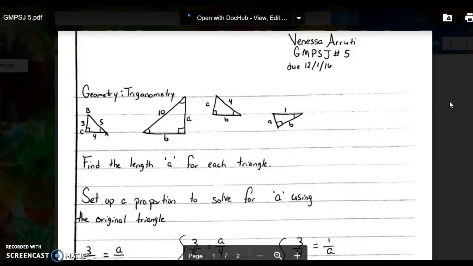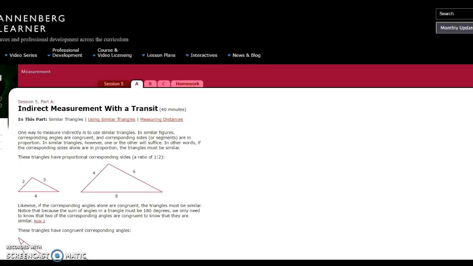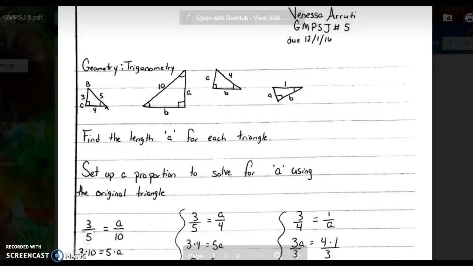So I chose this section on geometry for trigonometry, and I got my information from the Annenberg Learning. Wrong slide. And so if you take a look, I drew the pictures here.